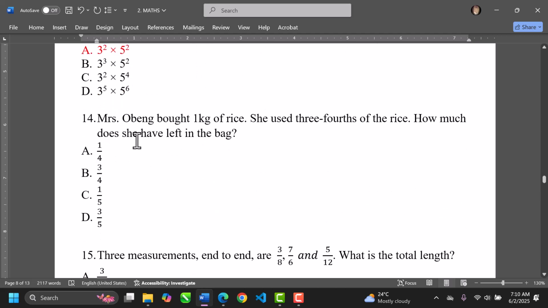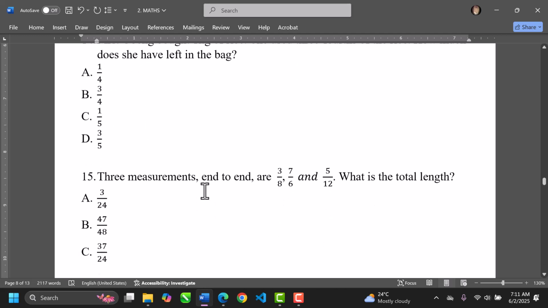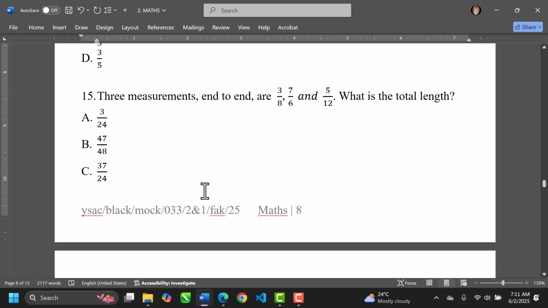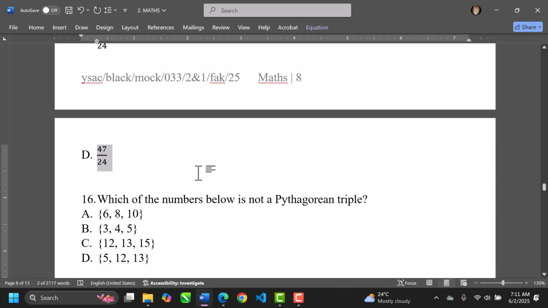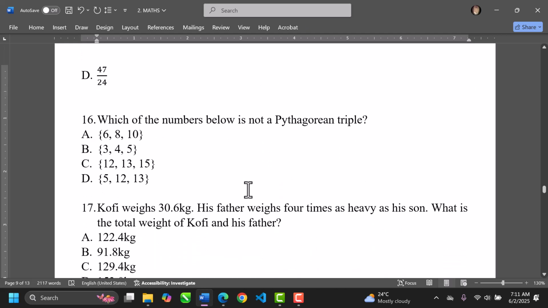Number 14, Mrs. Obin bought 1 kilogram of rice. She used 3/4 of the rice. Now, how much does she have left in the bag? Look at the question well. The answer is A. Now let's go to 15. Look at the question very well. The answer is D. Number 16, look at the question very well. The answer is C.